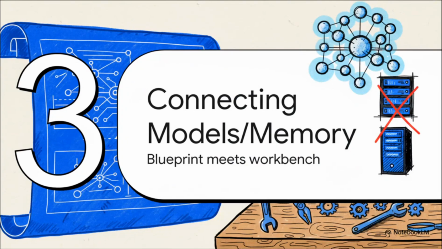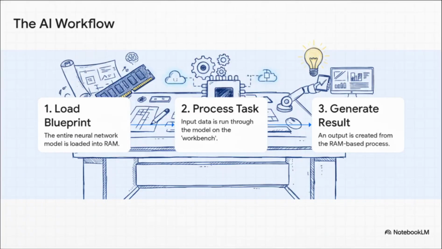Okay, so we've got the blueprint and we've got the workbench. How do they actually come together? In this next part, we'll see exactly how the AI model gets put to work. The workflow seems pretty simple, right? But it has one critical, absolutely non-negotiable rule. The entire blueprint, the whole neural network, every last page has to be loaded onto the workbench all at once. Only after it's totally unrolled in RAM can the computer actually process your question and give you an answer.